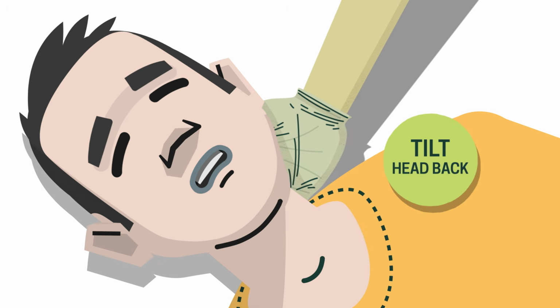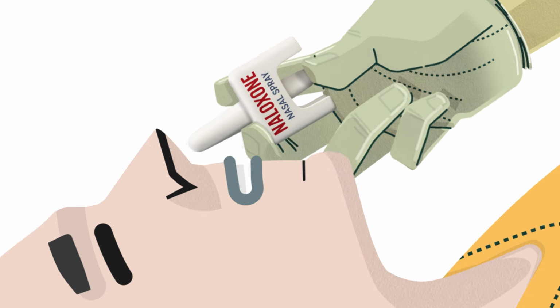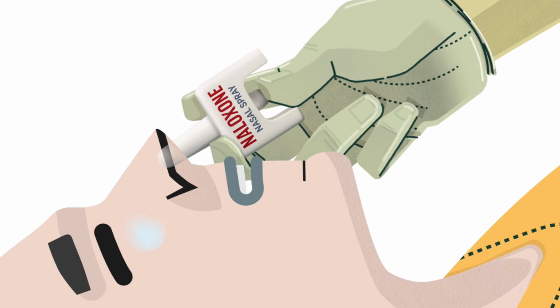Tilt the head back and put the nozzle into one nostril. Press the plunger all the way to give all the medicine. A gloved hand gently tilts back the head of a person lying on their back. The nasal spray naloxone is placed in the nostril of the person and the dose is given.